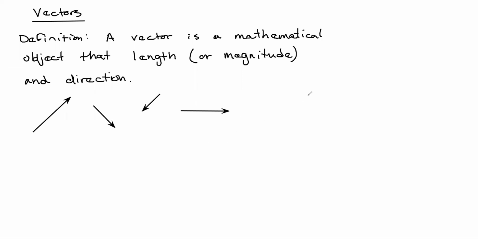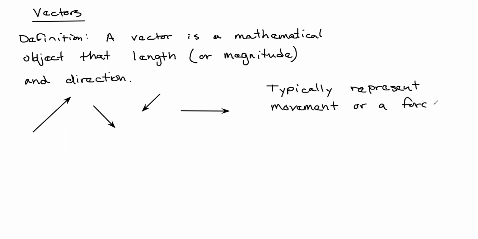What are vectors used for? Vectors typically represent movement, or a force. So what we're going to start off with in terms of looking at vectors is some geometric attributes of vectors. And then once we're done going over those geometric attributes, we'll go over some algebraic attributes.